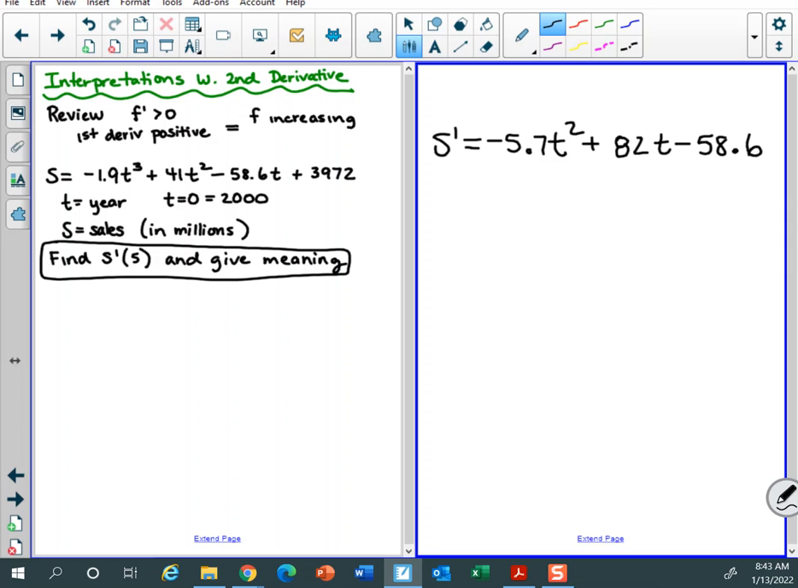Remember, you have to find the function first, S prime, the derivative of S, and then evaluate it at 5, which is definitely a calculator action. Make sure I didn't mess this up yesterday and they just didn't tell me. Let me double check myself. Negative 5.7 times 5, where 5 is squared. Don't forget about order of operations. Minus 58.6. No, that looks like I'm right. Okay.